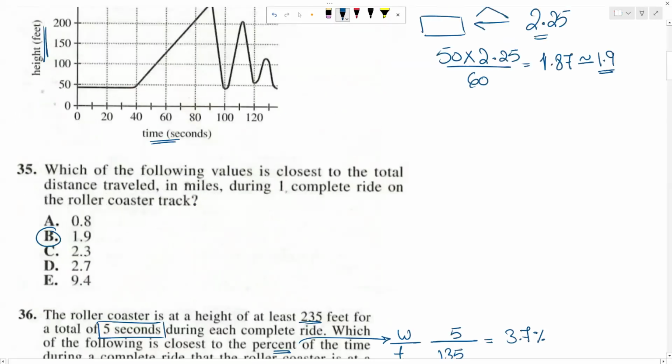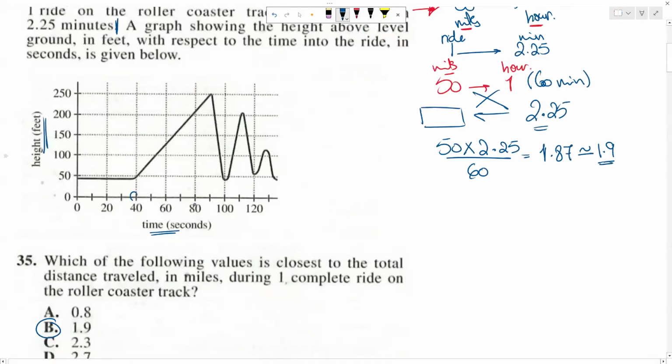So I'll go back to the graph and check. From 40 seconds, here's 40. It started here until 90 seconds. This is the 90, so it stopped here. They want to know the slope of that line.